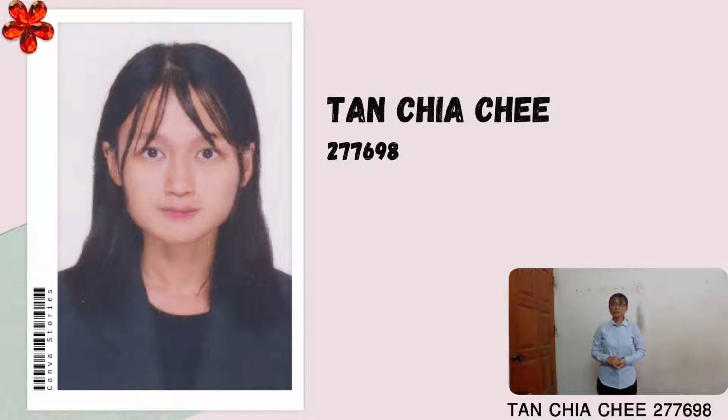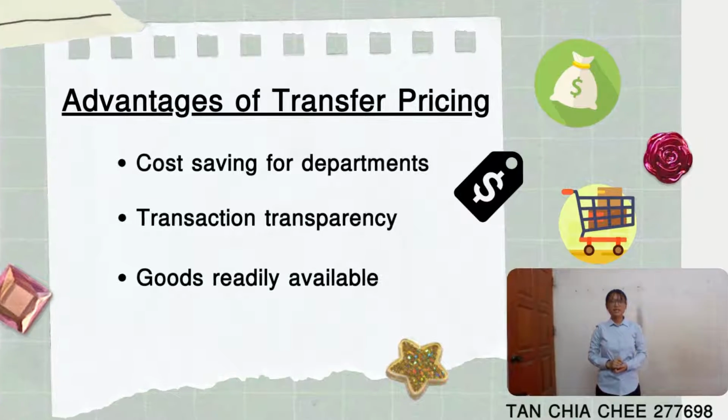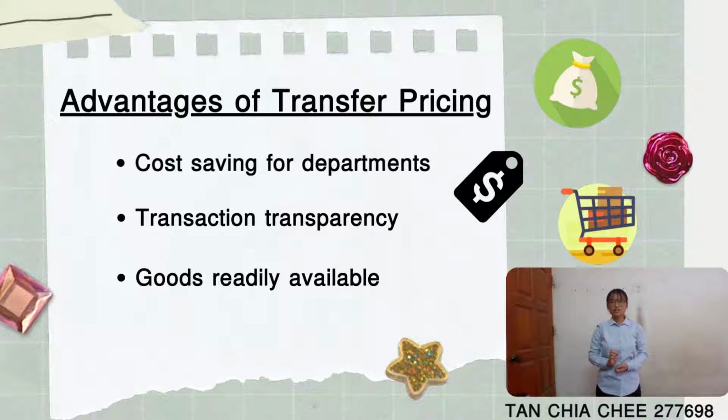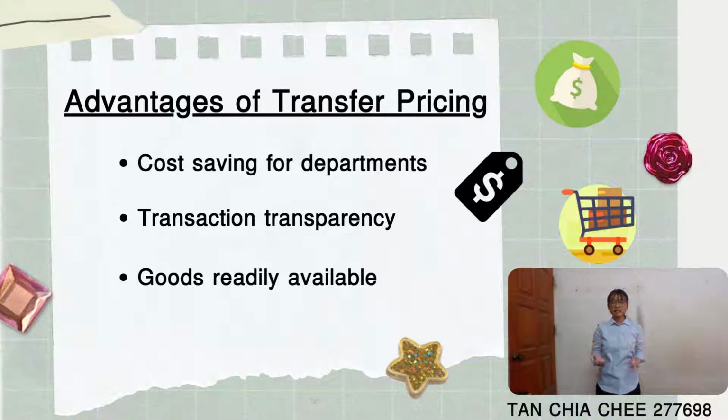I am going to present the advantages and disadvantages of transfer pricing. I have listed down 3 advantages of transfer pricing. The first advantage of transfer pricing is cost saving by department. Why say like that? Because transfer pricing is usually lower than the market price of the product and it will result in cost saving as far as departments are concerned.